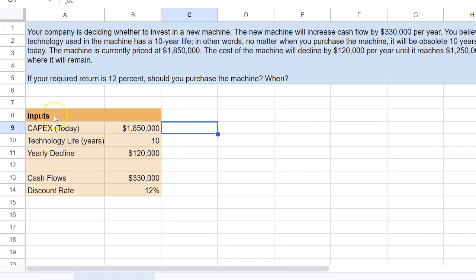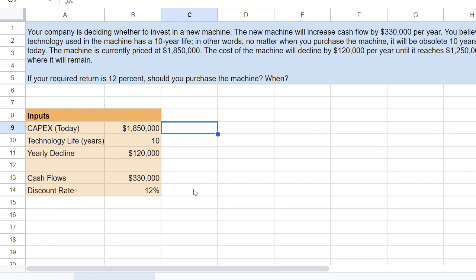So what I'm doing here is that I've written down all the inputs that are provided to us. We are told that the initial investment, if we do it today, is going to cost us $1.85 million. The useful life of the technology is 10 years. The yearly decline in the initial investment that we will need to make is $120,000. And whenever we do the investment, the cash flows that we will get on a yearly basis is $330,000, and the discount rate is 12%.